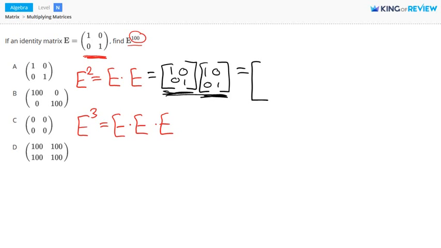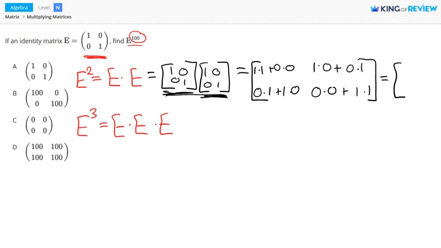For the first entry, we're going to have 1 times 1 plus 0 times 0. The next entry will be 0 times 1 plus 1 times 0. Moving over to the second column, we get 1 times 0 plus 0 times 1. And the final entry will be 0 times 0 plus 1 times 1.